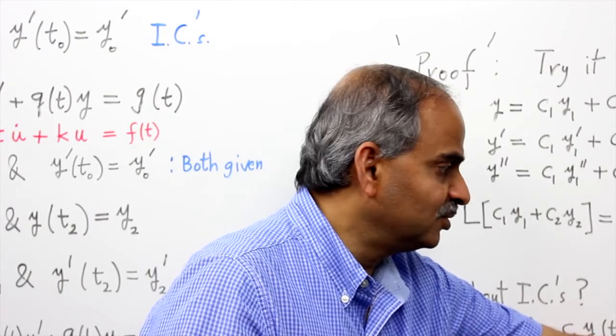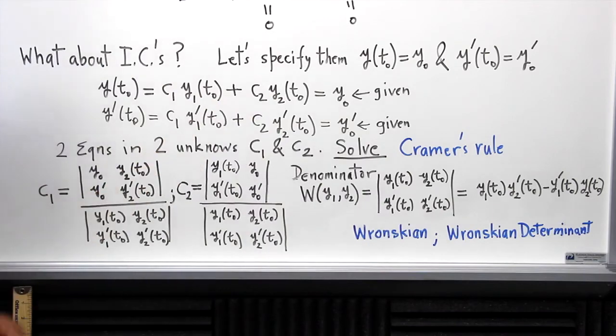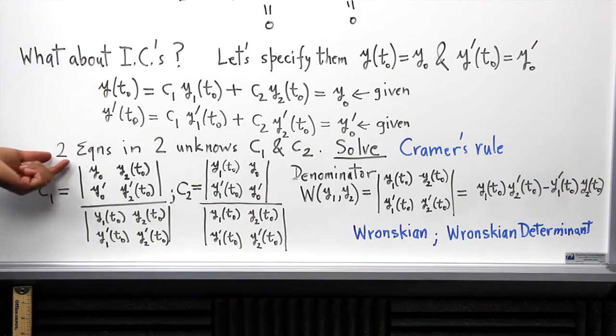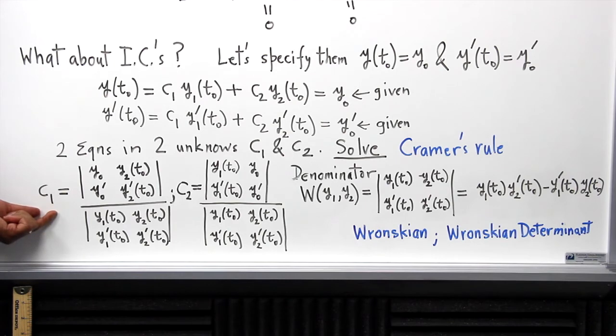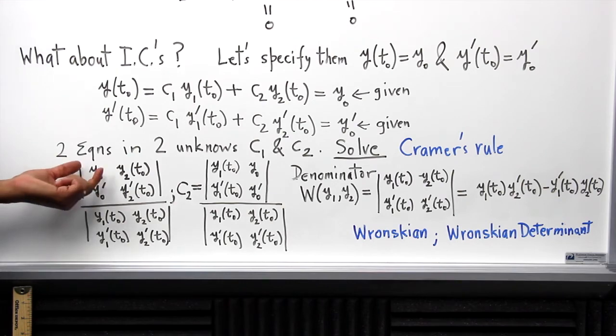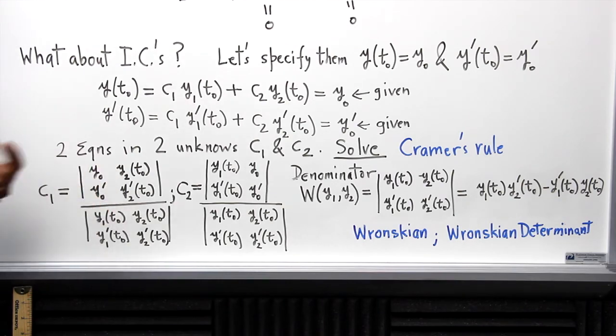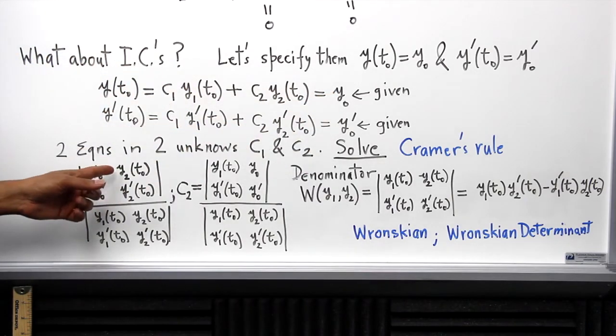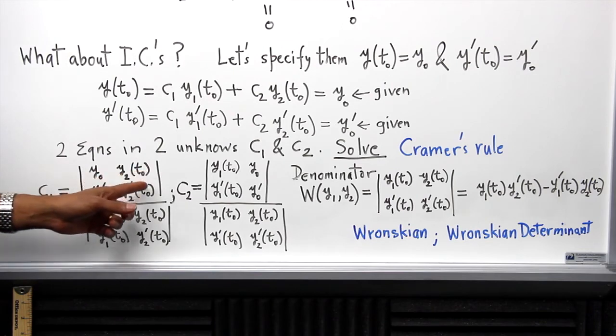You may recall from your high school algebra a method called Cramer's rule, which can be directly applied to the system of equations. And so using Cramer's rule, we can write down the solution in this explicit form, that the constant c1 is given by the ratio of these two determinants. The numerator is the determinant where in the first column here we have put the right hand side that was given. The second column here is made up of y2 and y2 prime evaluated at t0.